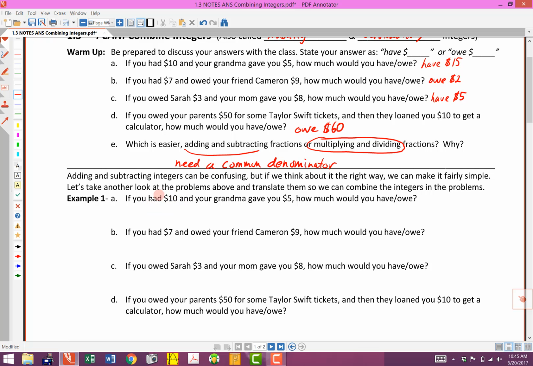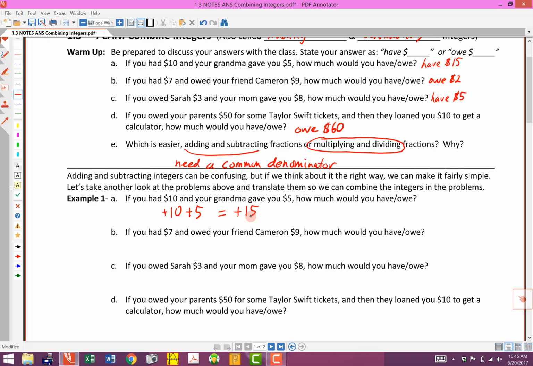So the integer that would represent the fact that you have $10, that's going to be a 10, and if you want, you can put a positive in front of it, it doesn't matter. And your grandma gave you $5. Well, if she gave us $5, that's going to count as a positive. So what we have here is we have $10, positive 10, and we have another positive 5. So we ended up with positive 15.